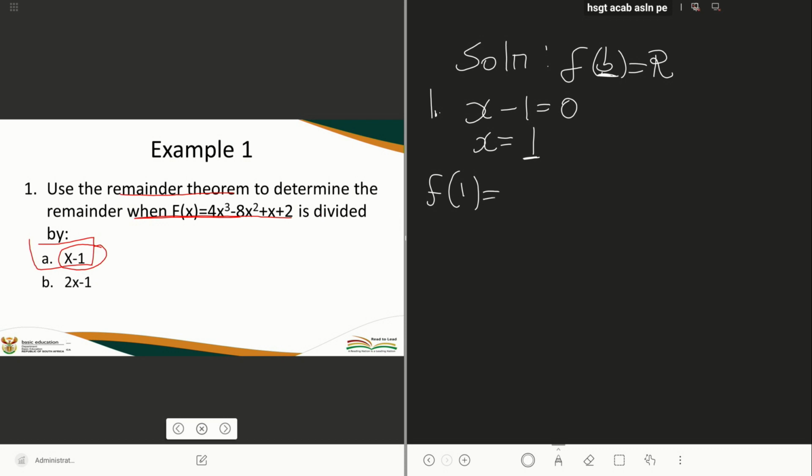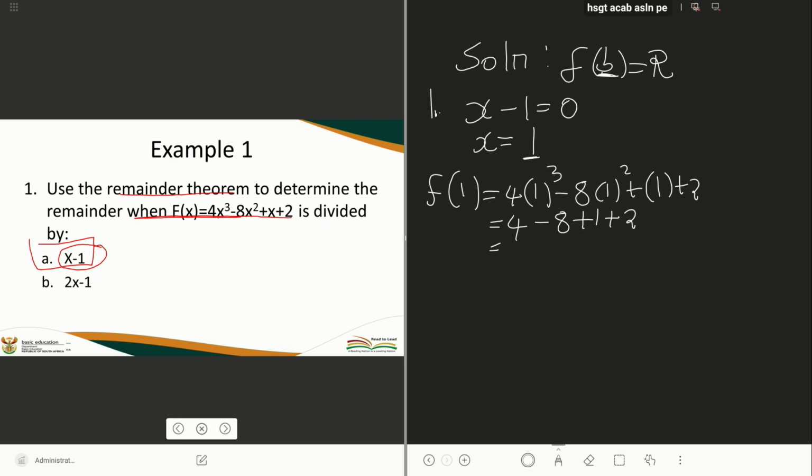f(1) is equal to 4 into 1 all to the power 3, minus 8 into 1 all squared, plus, brackets are very much important, open bracket, 1, close bracket, plus 2. So 4 multiplied by 1, we say it's 4 because 1 cubed is 1, minus 8 multiplied by 1, 1 squared is 1, so it's 8, 4 minus 8, plus 1, plus 2.